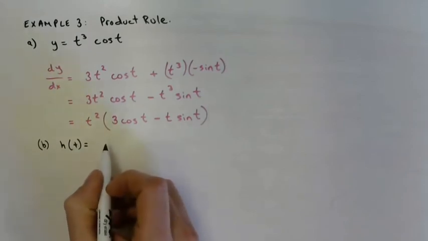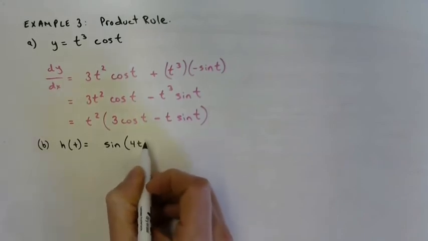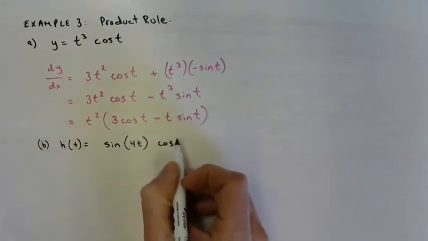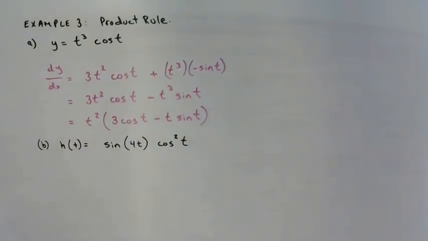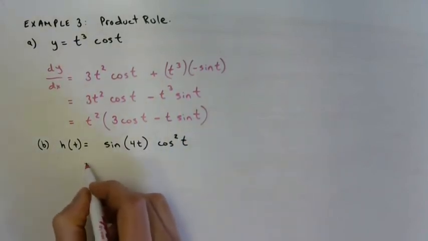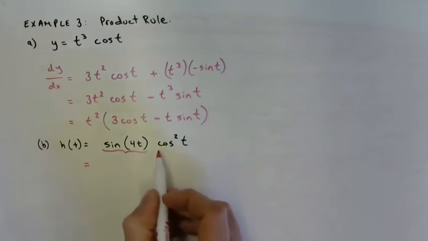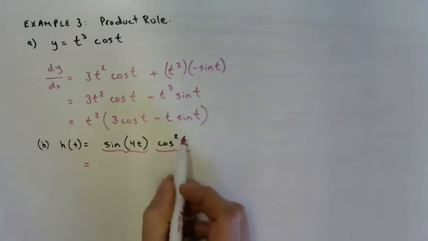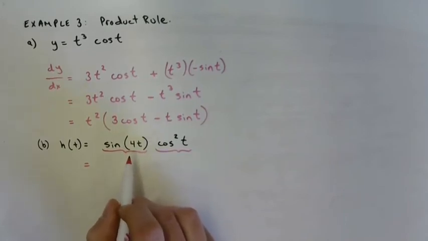H of t equals the sine of 4t times the cosine squared t. So again, if you want to rewrite this piece, you can. We're going to try to do it without. We have a first function here and a second function here. The second function uses the power law, and the first function uses the chain rule. So here we go, bit by bit.